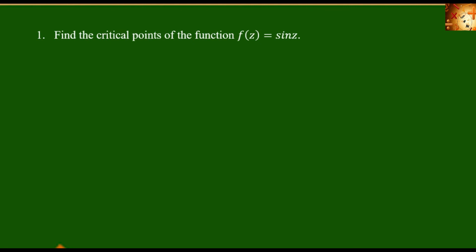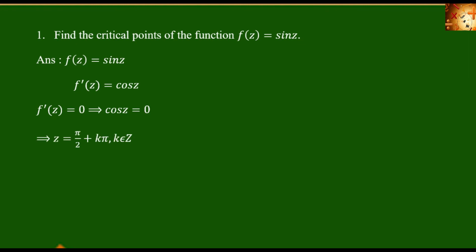Problems. Find the critical points of the function f of z equal to sin z. So critical points are given by f dash of z equal to 0. Here f of z equal to sin z, then its derivative is cos z. Then f dash of z equal to 0 implies cos z equal to 0. Cos z equals 0 for z equal to pi by 2 plus k pi, where k is an integer. So the critical points of f of z equal to sin z are z equal to pi by 2 plus k pi.